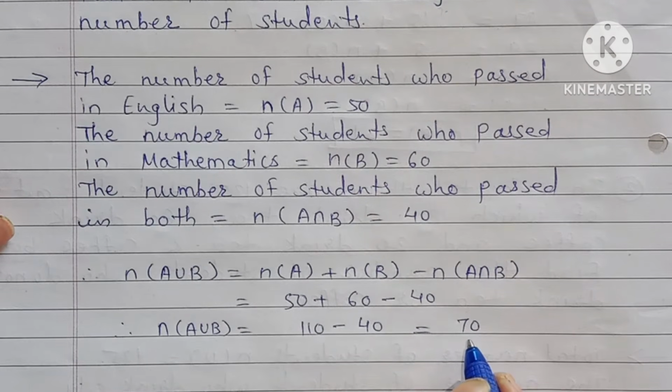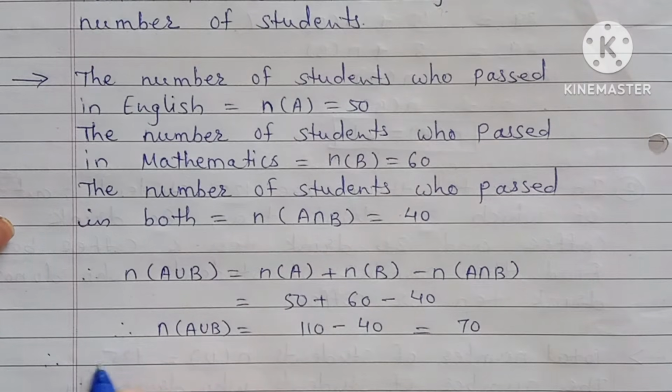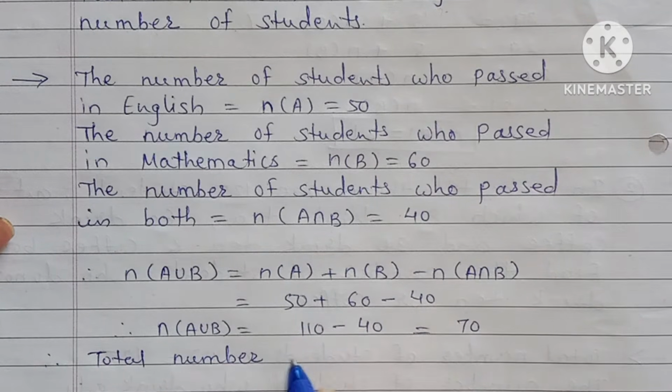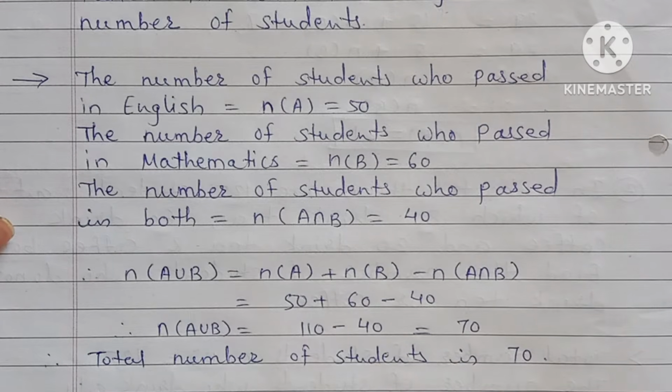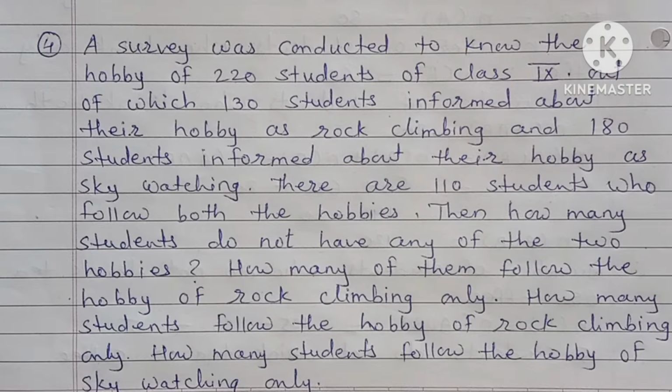A union B means total number of students. Therefore, the total number of students is 70. एग्जाम को कितने स्टूडेंट्स बैठे थे? 70 स्टूडेंट्स.